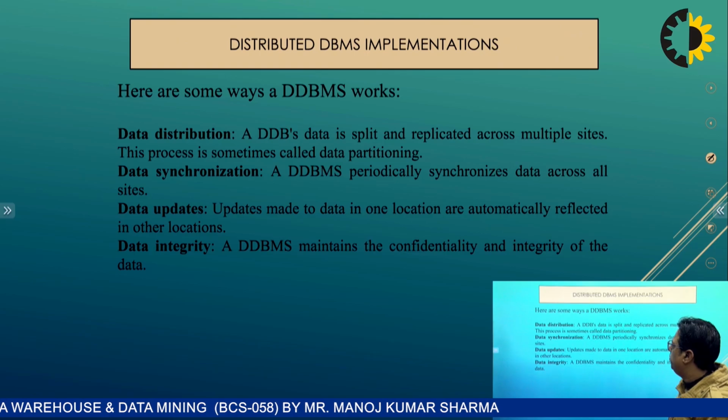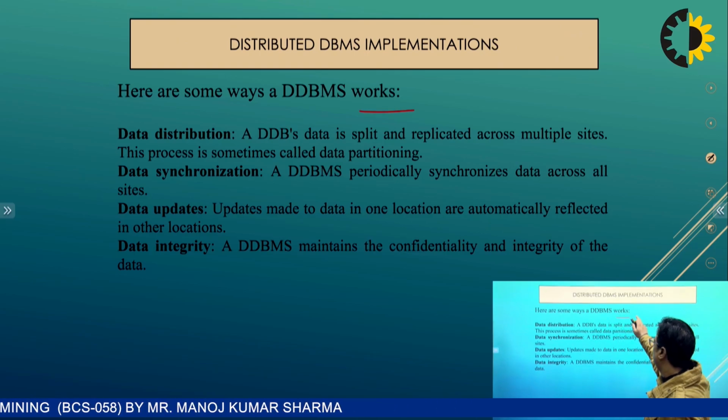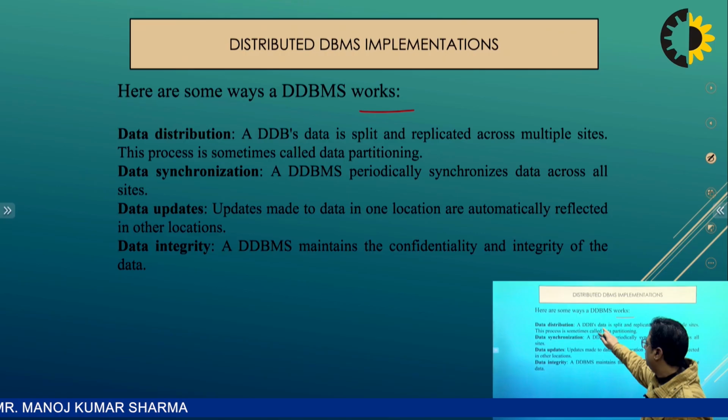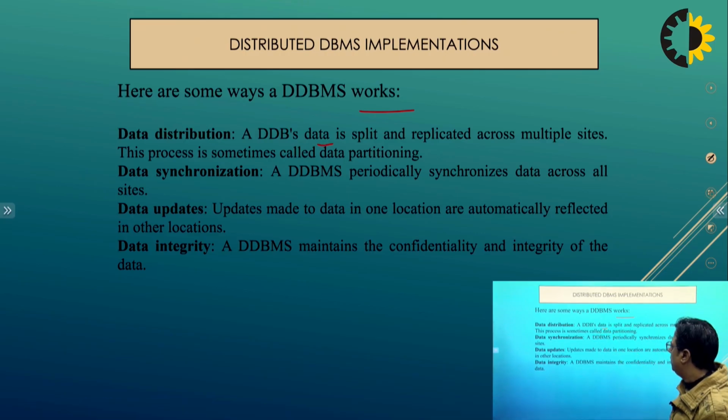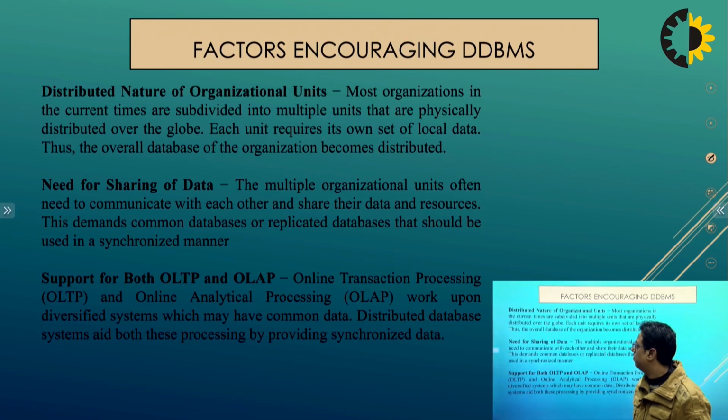Distributed DBMS implementation. Here are some ways a DBMS works. Data distribution: distributed database data is split and replicated across multiple sites. This process is sometimes called data partitioning. Second is data synchronization: a DBMS periodically synchronizes data across all the sites according to the user requirements. Data updates: updates made to data in one location are automatically reflected in all other locations. Data integrity: maintain the confidentiality and integrity of the data.